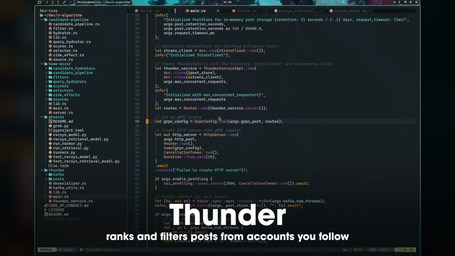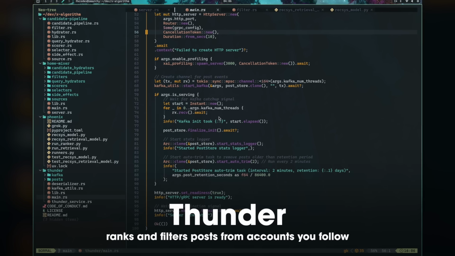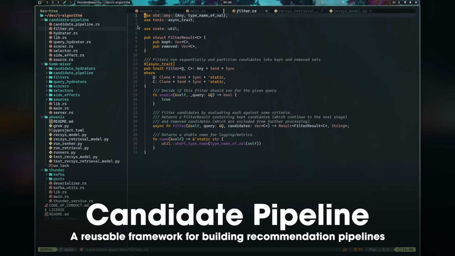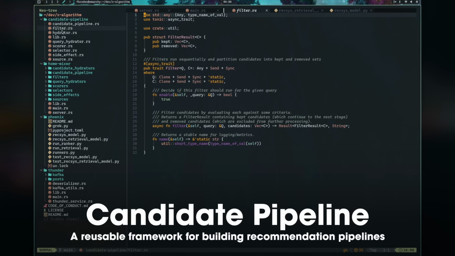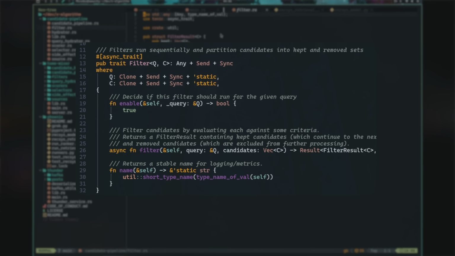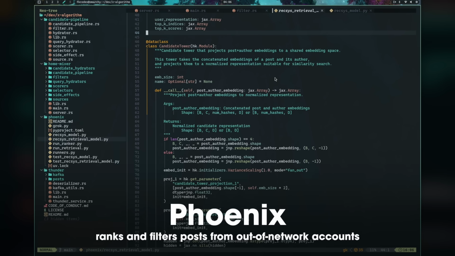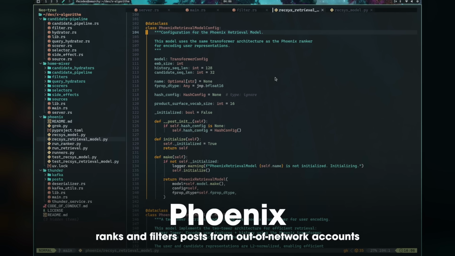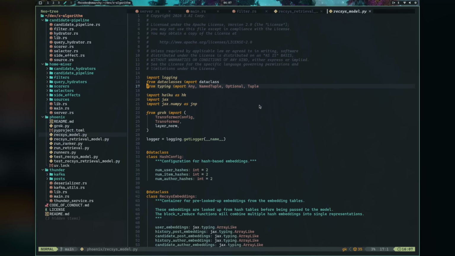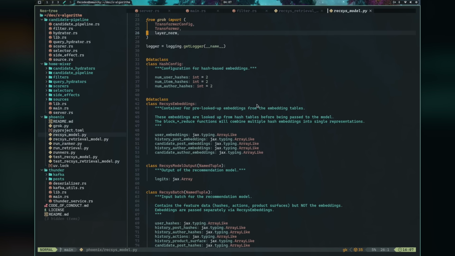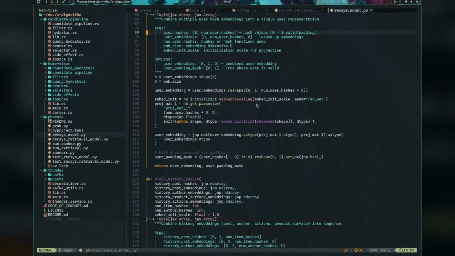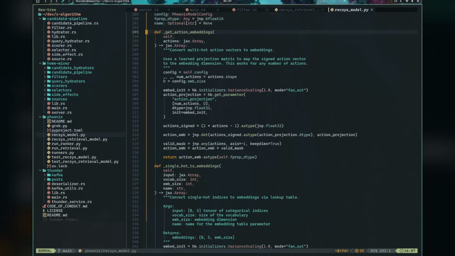Thunder, also written in Rust, is an in-memory post store. Candidate Pipeline, Rust again, is just a generic framework for building recommendation pipelines. Here's what those pipeline traits look like. And Phoenix, written in Python, which is the heart of it all. It has retrieval for out of network, but also a Grok-based transformer, which does the actual ranking of your posts and what you should and shouldn't see based on your interactions and your behavior.